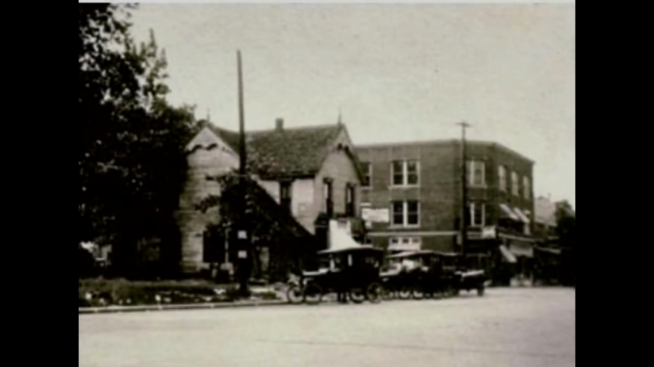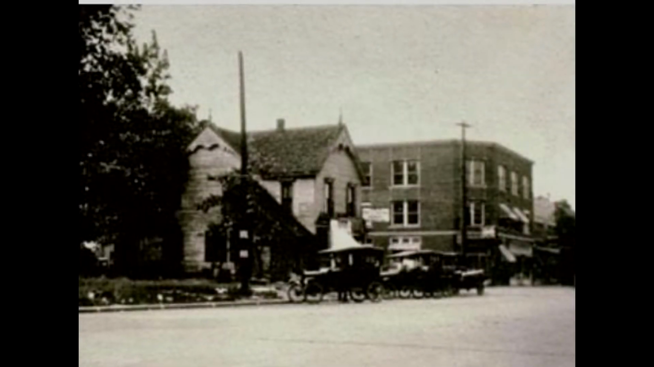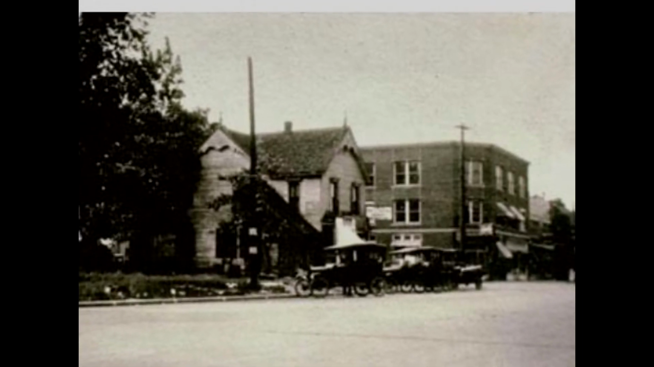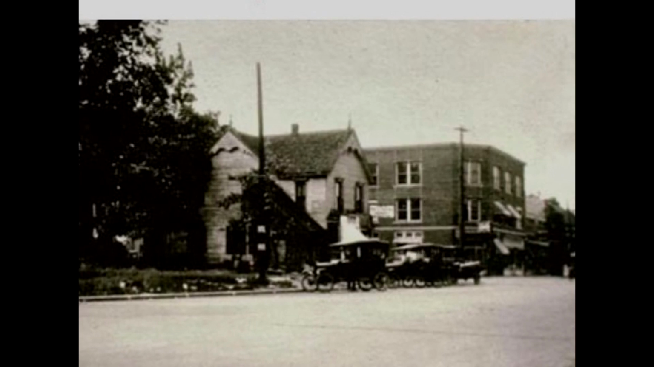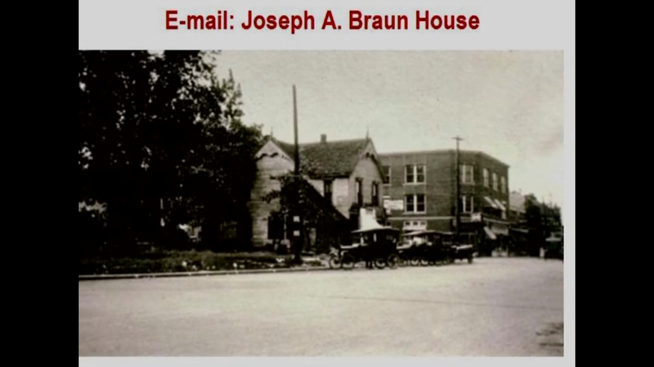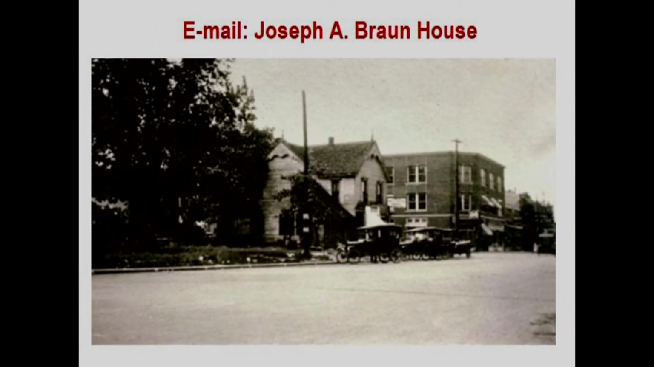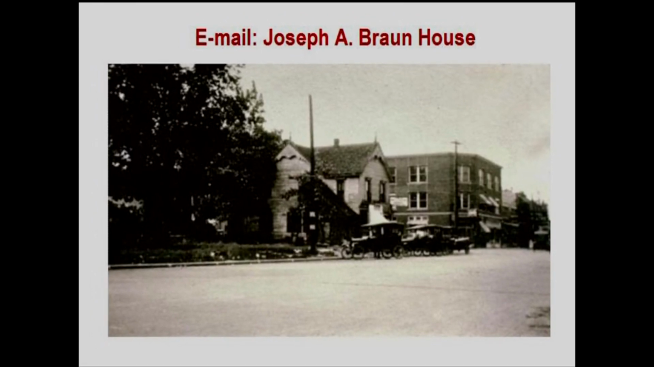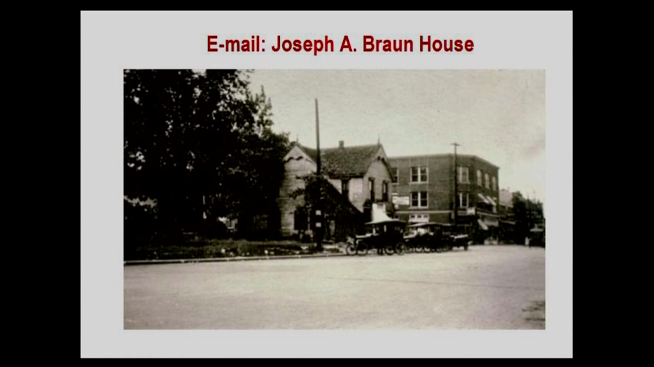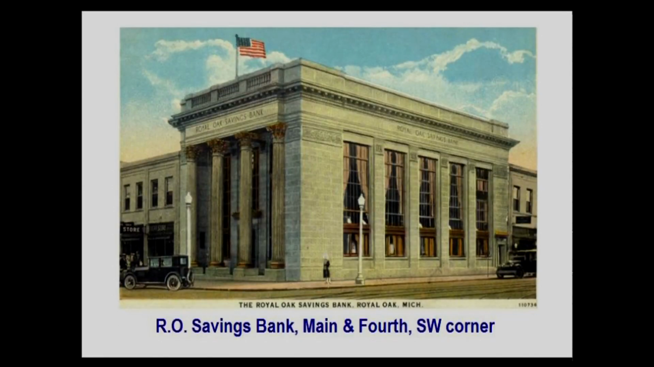In fact, here's his house. You can see the house here with some old cars sitting out in front. And this is exactly the location where the bank building is today. And 4th Street would be just beyond the house, and then on the corner is the commercial building that's still there on the northwest corner of Main and 4th Street. But here's the bank building, and I showed you that earlier, the southwest corner of 4th and Main. That's where the Braun house was located.